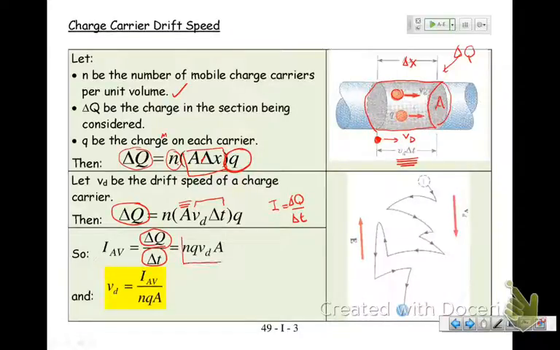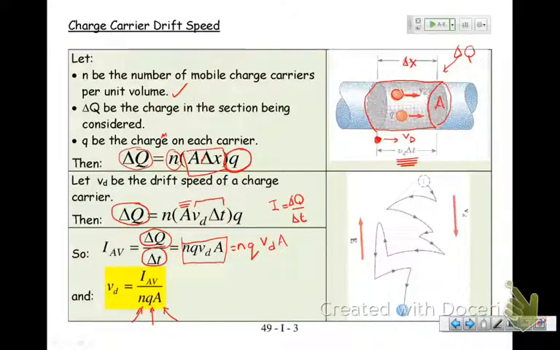So my current is equal to the number of charge carriers per unit volume times the charge on a charge carrier times the drift velocity times the area. And that makes sense. If you want to know your drift velocity, just rearrange it. Your drift velocity equals the current over the number of charge carriers per unit volume, times the charge on a charge carrier, times the area.